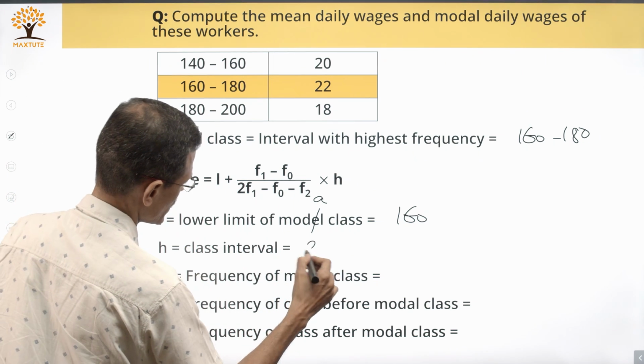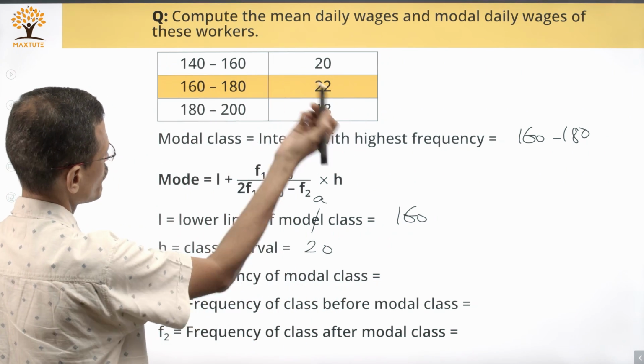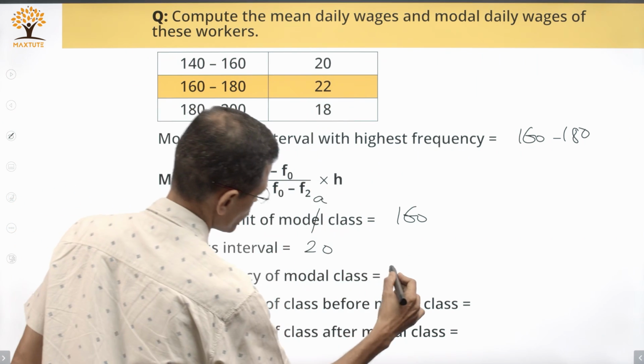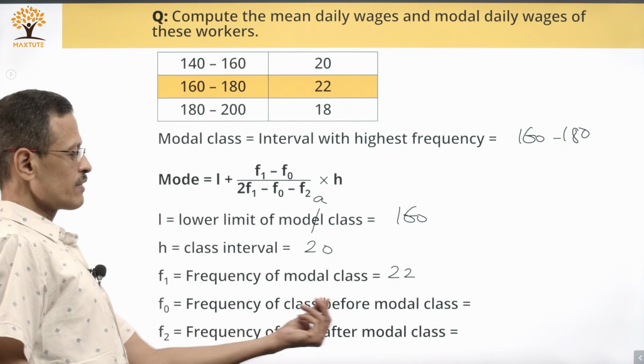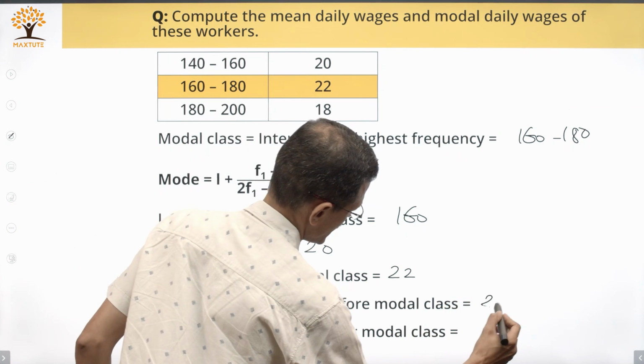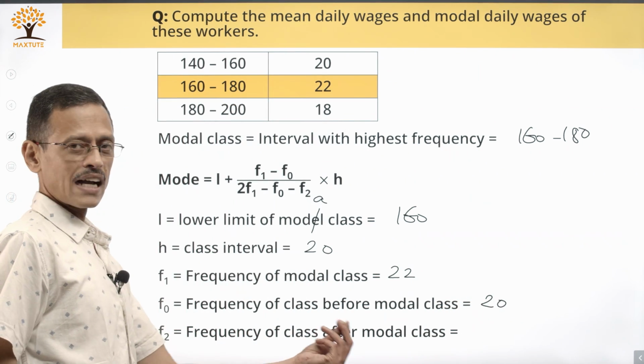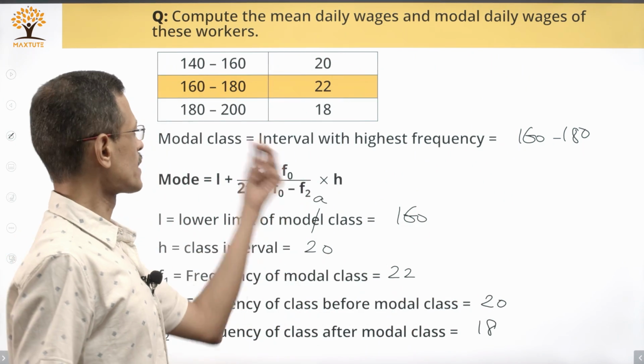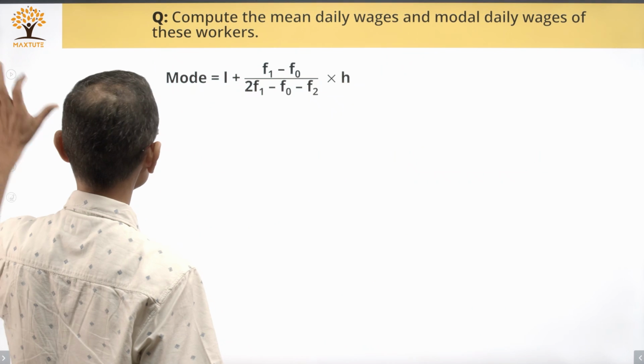Class interval is equal to 20, right? 160 to 180, 140 to 160, so on and so forth. F1, frequency of the modal class, is equal to 22. F0, frequency of the class before the modal class, is 20. F2, frequency of the class after the modal class, is equal to 18. We have values for all of the terms that go into this formula. Let's just plug it in and find out the answer.